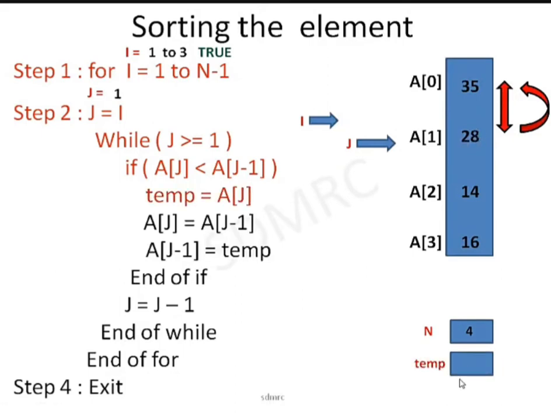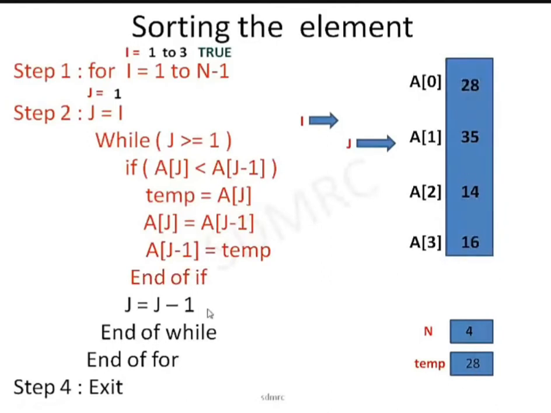Let me take this variable. Temp is equal to A of j. So this value is copied to here, 28. Now A of j is equal to A of j minus 1, 35. Now A of j minus 1 is equal to 28. So this value is getting changed to 28. So these two are interchanged using temporary.